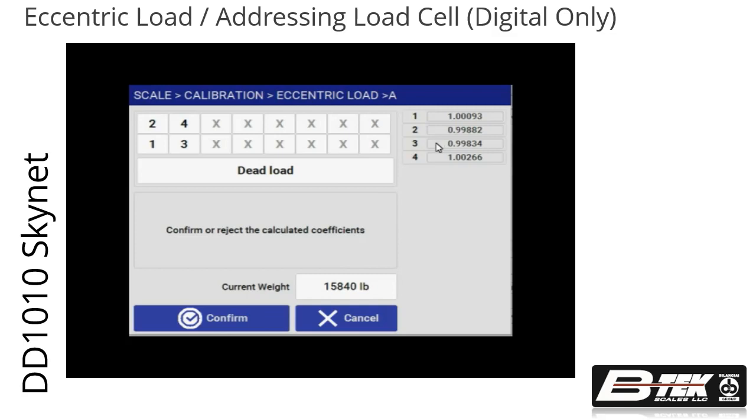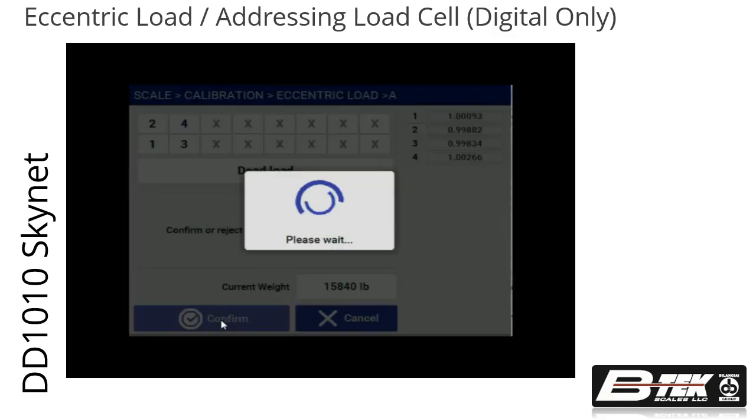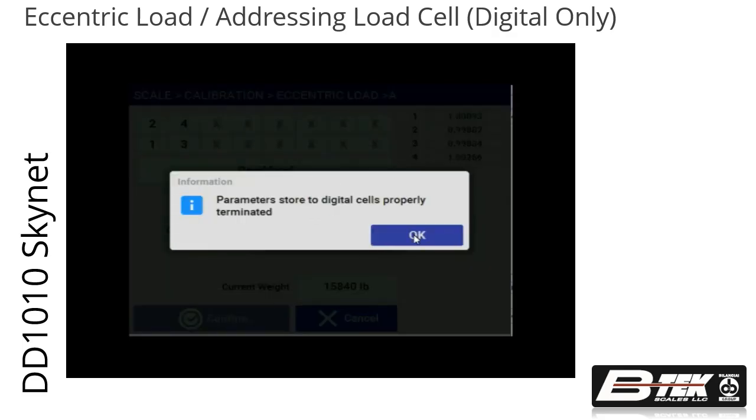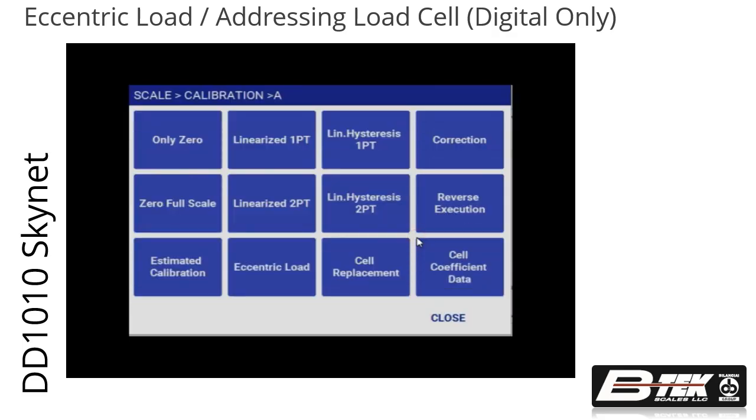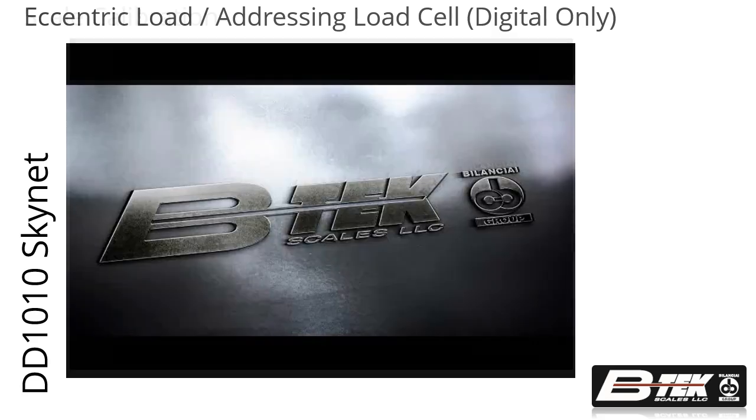If we're happy with our coefficients, let's press the Confirm button. It will then save the coefficients into the card and also into the cells. It's properly terminated, we press OK. And the next step will be to go to the zero and span calibration.